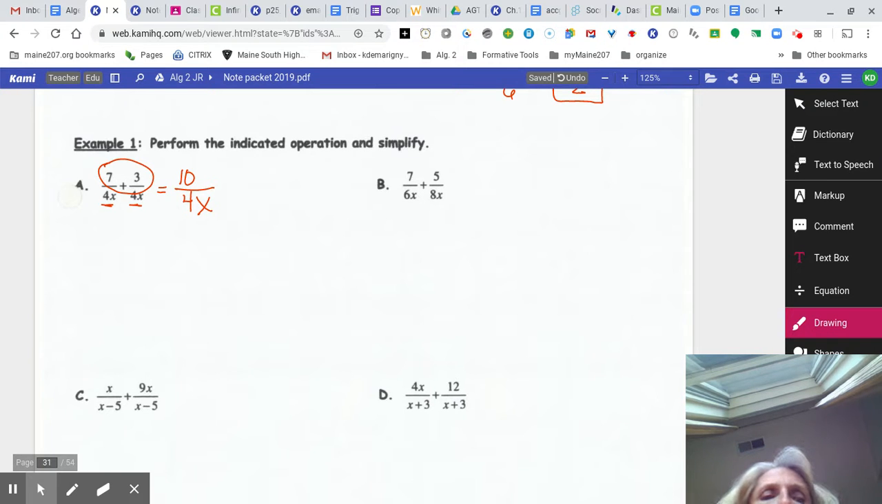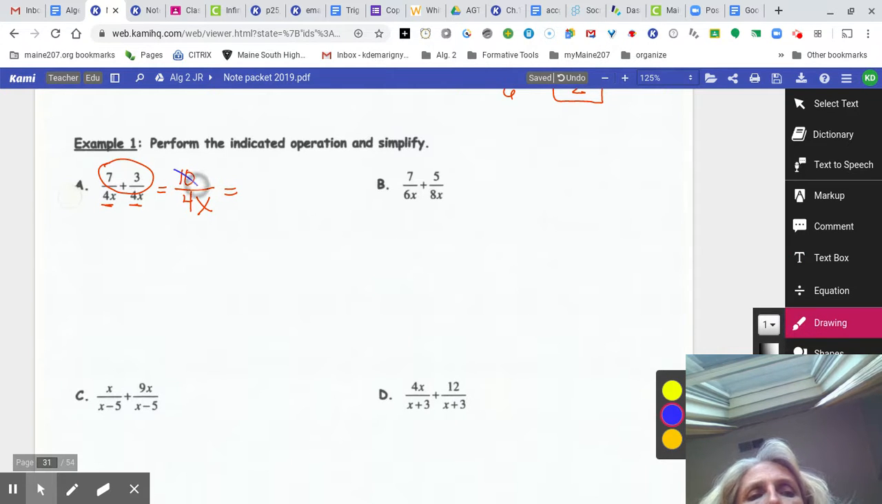Now, I do have something I can reduce because of the 10 and the 4. I don't have any variables at the top, but I do have something that I can simplify here. 2 will go into 10 5 times, and 2 will go into 4 2 times. And so this will reduce to 5 over 2x. And that's the simplification of adding and subtracting rationals.